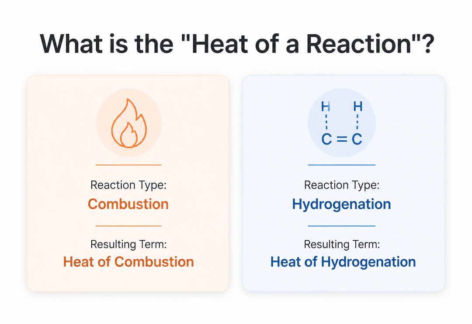Now, when we say heat of a chemical reaction, that's actually a broad umbrella term. The specific name depends entirely on the type of reaction taking place. If the reaction is a combustion reaction, we are finding the heat of combustion. If it's a hydrogenation reaction, we are finding the heat of hydrogenation.